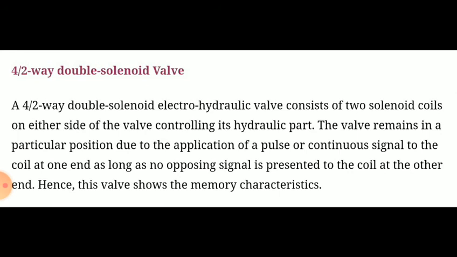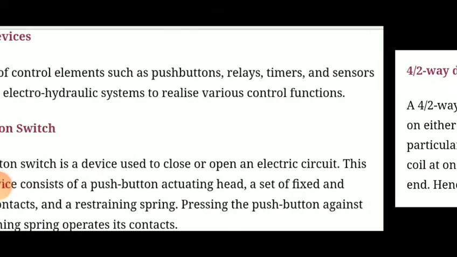Now, the 4 by 2 way double solenoid valve. The 4 by 2 way double solenoid electro-hydraulic valve consists of two solenoid coils on either side of the valve controlling its hydraulic part. The valve remains in a particular position due to the application of a pulse or continuous signal to the coil at one end as long as no opposing signal is presented to the coil at the other end. Hence, this valve shows memory characteristics.